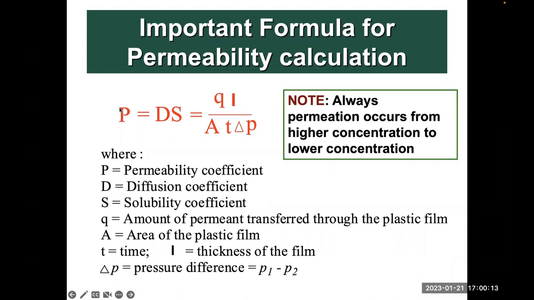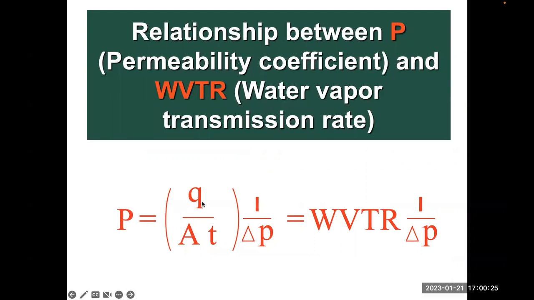So in other words, the permeability coefficient is equal to the transmission rate times thickness over delta P, which is right here. Permeability coefficient is equal to Q by AT times thickness by pressure difference. So Q by AT is WVTR or OTR or GTR, times L by delta P. So I hope what I have covered so far makes sense.